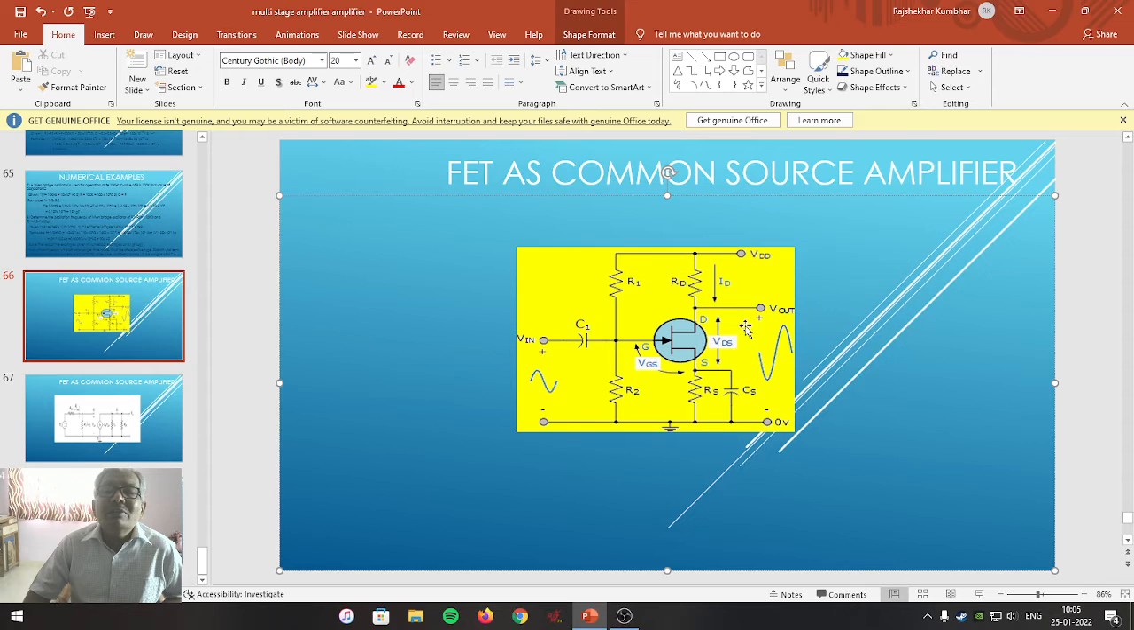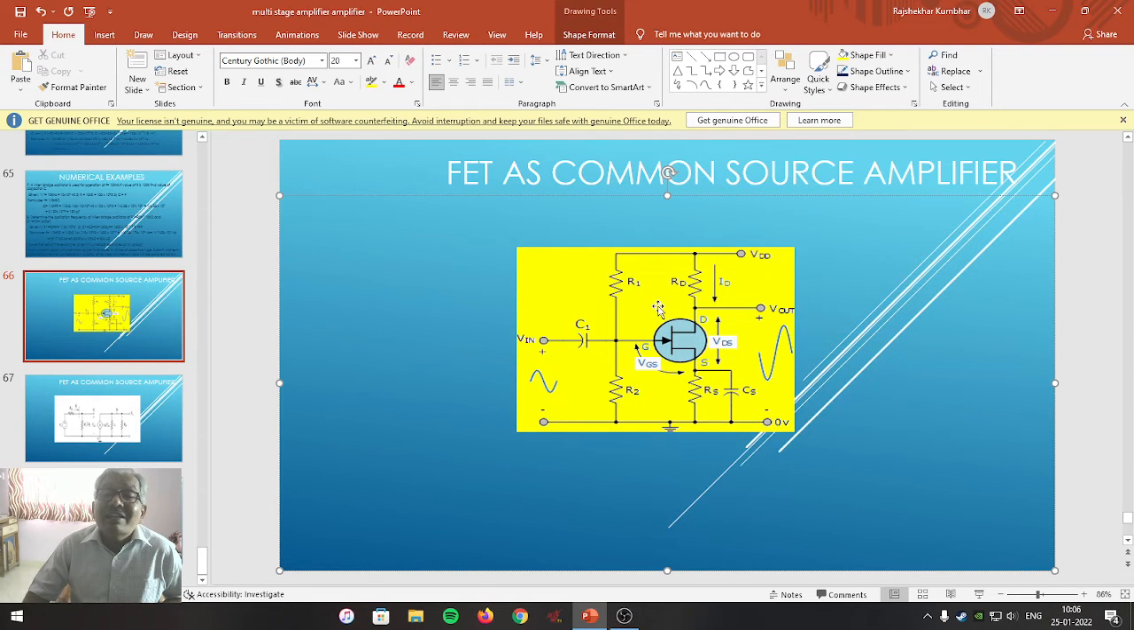If you look at this particular amplifier diagram, source is common for input as well as output. The input signal to be amplified is applied between gate and source, whereas output is taken between drain and source. Hence, here source is common for input as well as output. That's why it is called a common source amplifier.